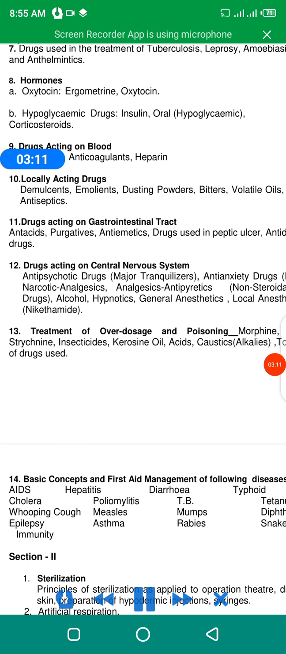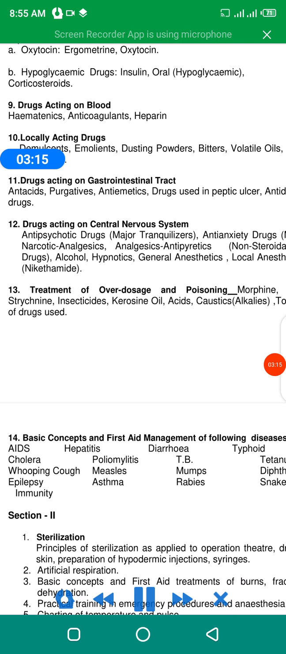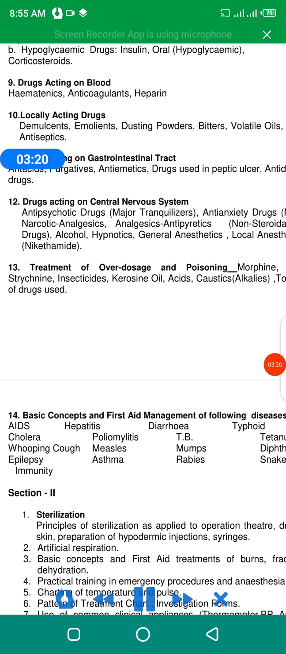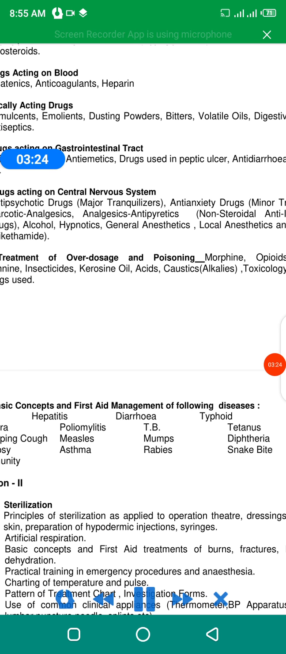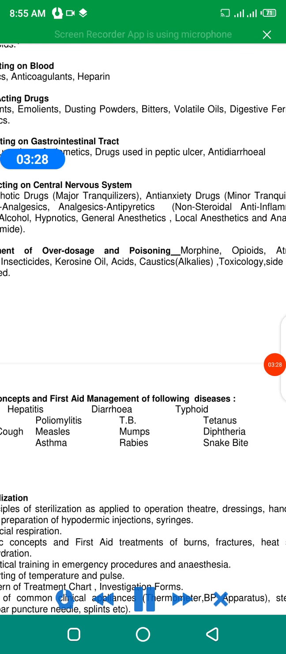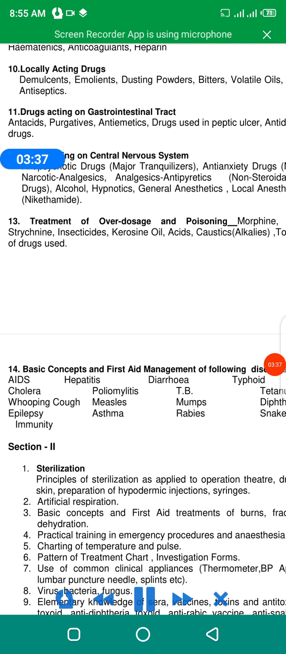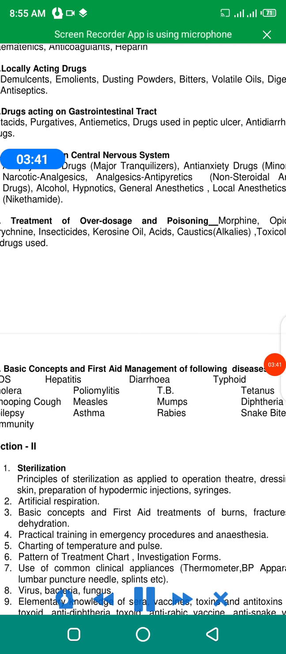Drugs acting on central nervous system: antipsychotic drugs, major tranquilizers, anti-anxiety drugs, minor tranquilizers, narcotic analgesics, antipyretics, non-steroidal anti-inflammatory drugs, alcohol, hypnotics, general anesthetics, local anesthetics and analeptics, nikethamide. 13. Treatment of overdosage and poisoning: morphine, opioids, atropine, strychnine, insecticides, kerosene oil, acids, caustics, alkalis, toxicology, side effects of drugs used.